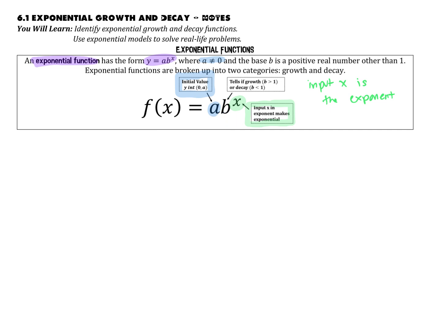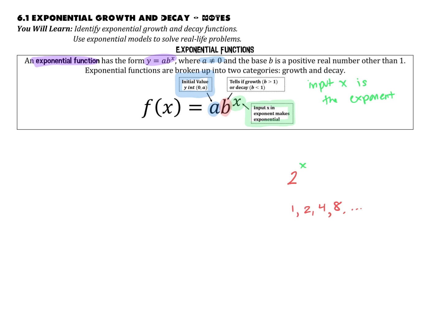B also gives us some important information. B tells us if we have a function that is representing growth or decay. Think about that. If I had something like 2 to the power of x, and let's just start plugging in numbers. If I plug in 0, I get 1. If I plug in 1, I get 2. If I plug in 2, I get 4. If I plug in 3, I get 8. It is growing. Every number is getting a little bit bigger.